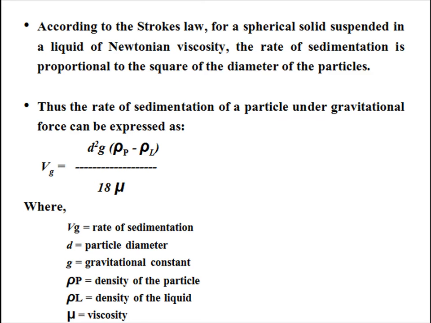Thus, the rate of sedimentation of a particle under gravitational force can be expressed as Vg = d² g (ρp − ρl) / 18μ, where Vg is the rate of sedimentation, d is the particle diameter, g is the gravitational constant, ρp is the density of the particle, ρl is the density of the liquid, and μ is the viscosity.